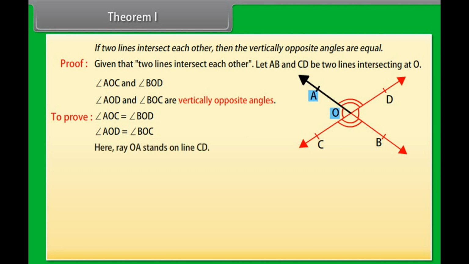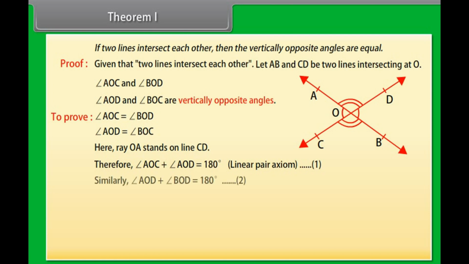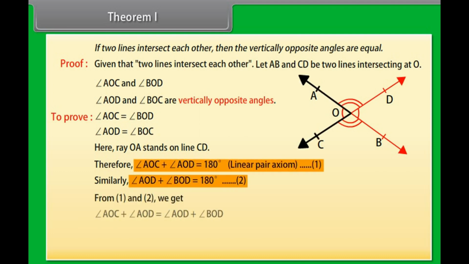Now, ray OA stands on a line CD. Therefore, angle AOC plus angle AOD is 180 degree, linear pair axiom, mark it as 1. Similarly, angle AOD plus angle BOD is equal to 180 degree. Mark it as 2. From 1 and 2 we can write angle AOC plus angle AOD is equal to angle AOD plus angle BOD. This implies that angle AOC is equal to angle BOD. Similarly, it can be proved that angle AOD is equal to angle BOC.